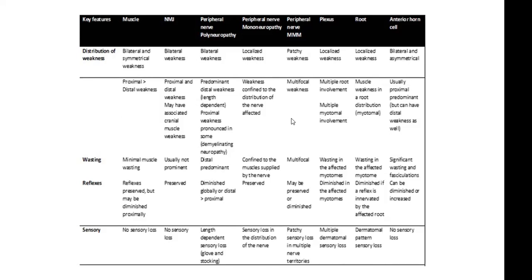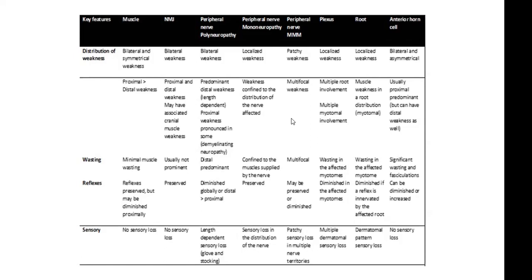And will you ever get sensory loss in an anterior horn cell lesion? You will not, because the sensory is always through the posterior root of the spinal cord. It never goes through the anterior. So anterior horn cell is always only motor. Sensory is perfectly normal. Every word I have uttered on this table is exceptionally important for you. Okay. So that is that.